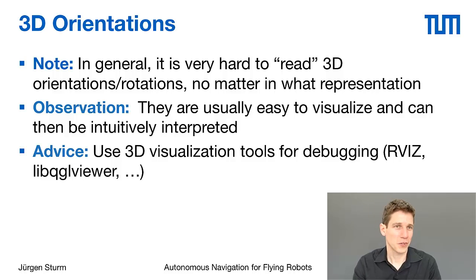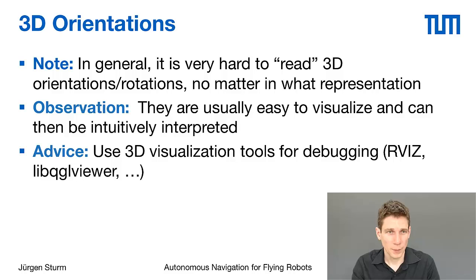Good. So to summarize, there are different representations of 3D orientations or 3D rotations. There is not a single best one. It really depends on your application. If you just need to concatenate things, then rotation matrices and quaternions are very well suited. If you want to optimize a 3D rotation, then the axis angle representation is very well suited.